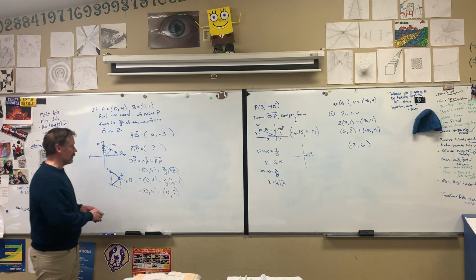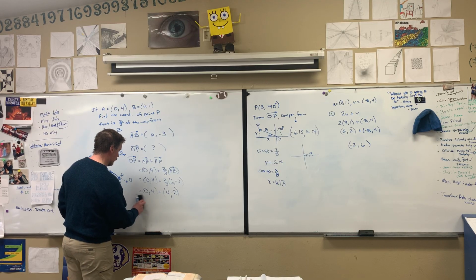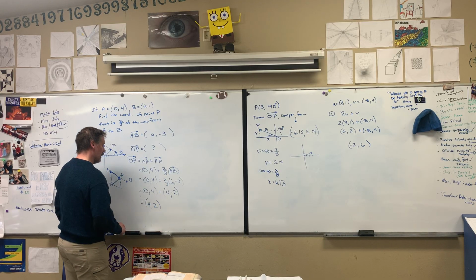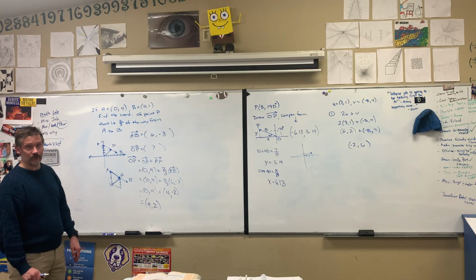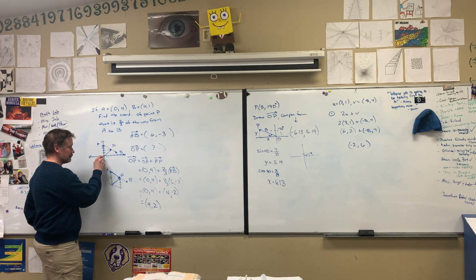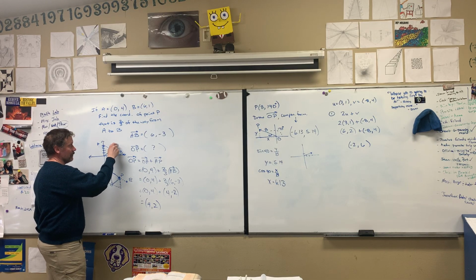So now we just add our vectors. And we say, 0 and 4 is equal to 4. 4 and negative 2 is equal to 2. And now I know what OP is. OP is what? 4, 2. Therefore, I go out 4, up 2 to get to P. And then therefore my coordinate P is going to be what? 4, comma 2.